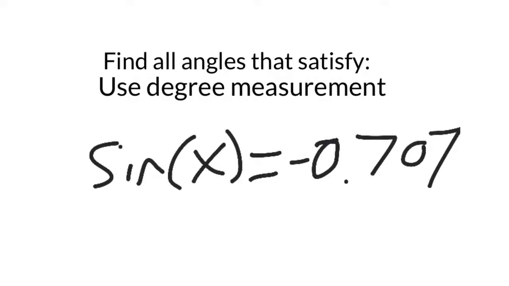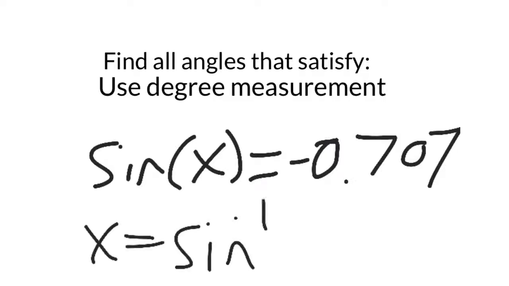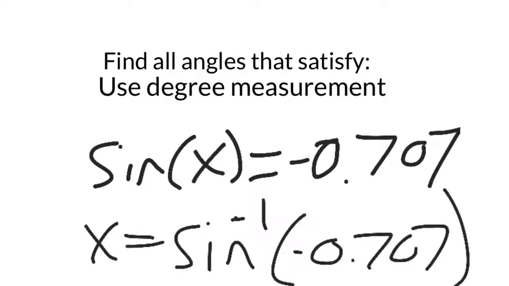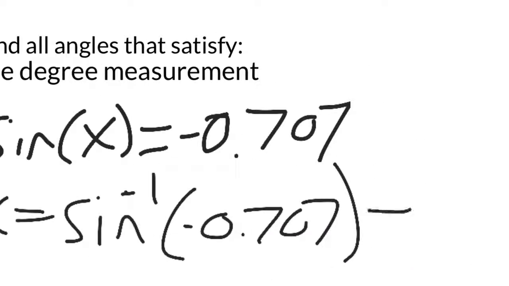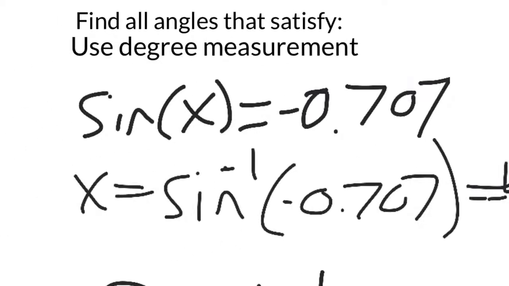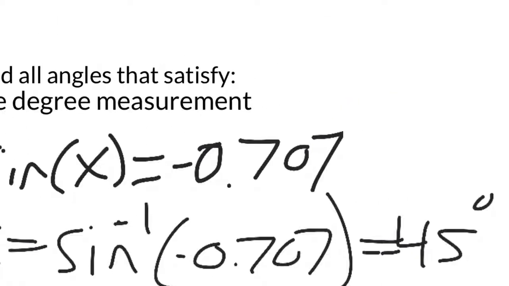So if you're asked to use degree measurement, set your calculator to degree. You can find one of the solutions just by using the sine inverse button. When you do that, you get approximately negative 45 degrees. Okay, so there's one of our solutions.